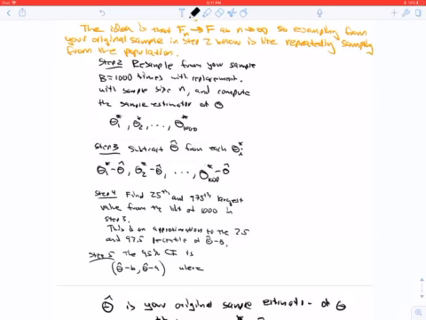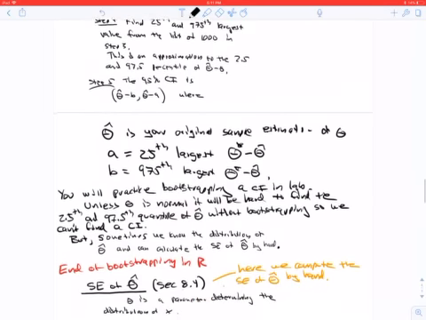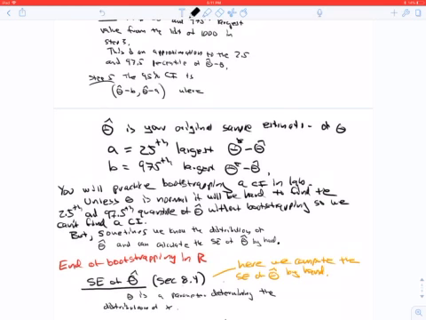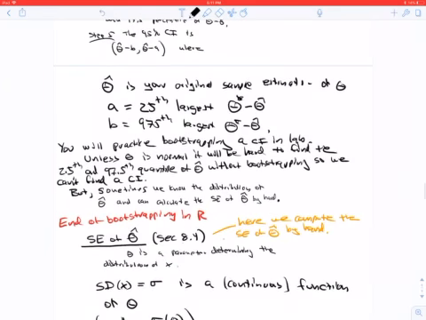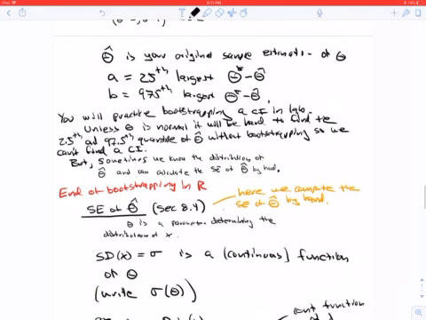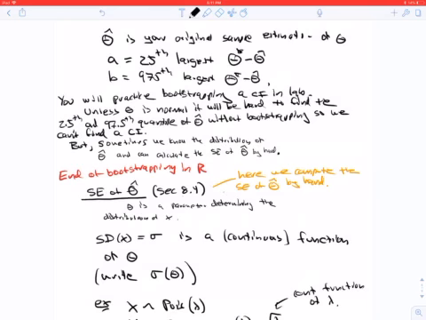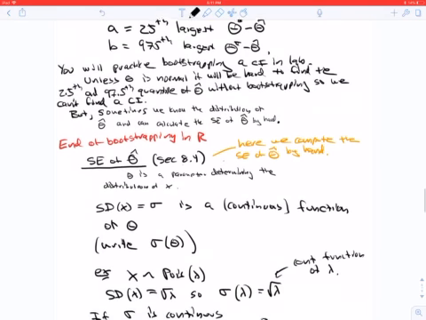And then by our work above, the 95 percent CI is the interval theta hat minus B to theta hat minus A, where theta hat is your original sample estimator of theta. A and B are the 25th and 975th largest numbers on our list of 1,000 values. So now you're going to practice this in lab.